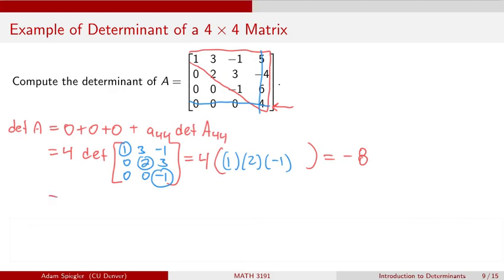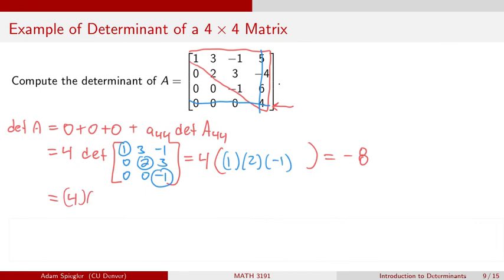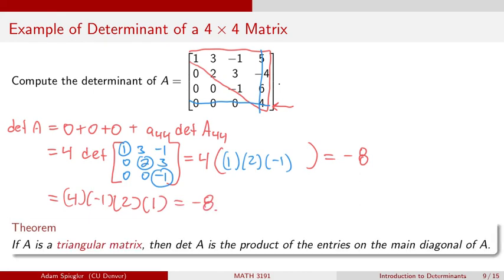And we can check that the overall determinant would come from taking the product of the diagonal entries, which would be 4, a -1, a 2, and a 1. That gives us -8.